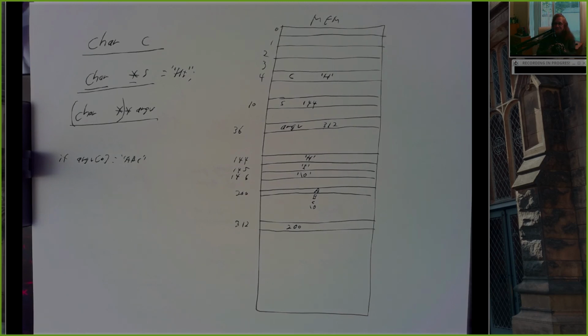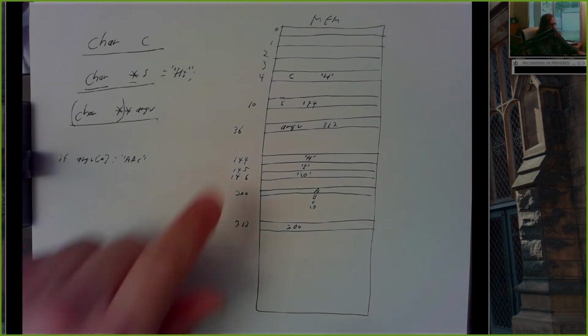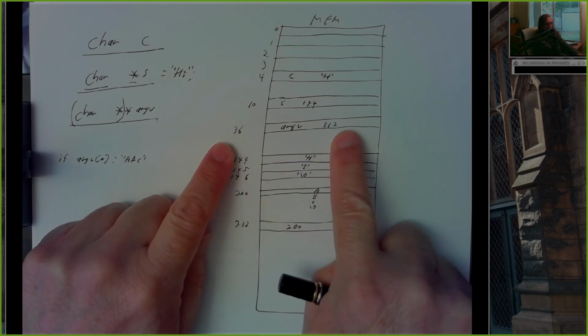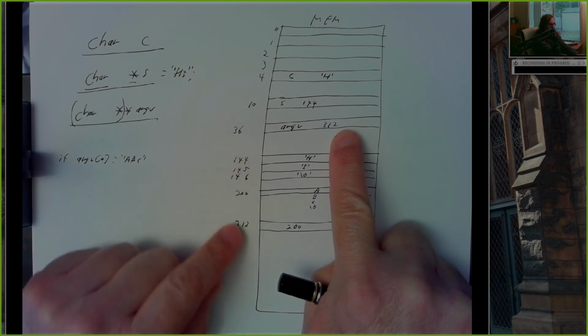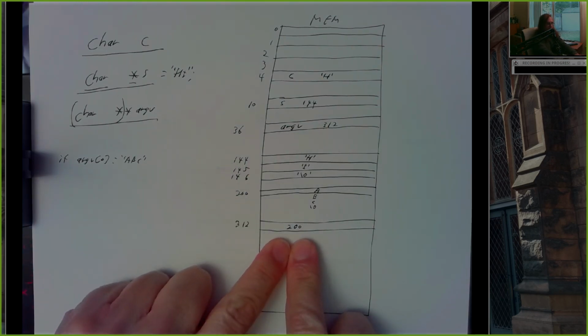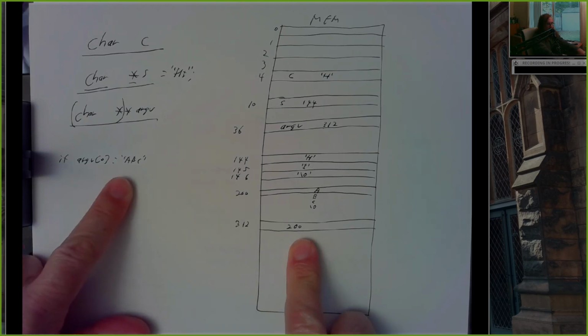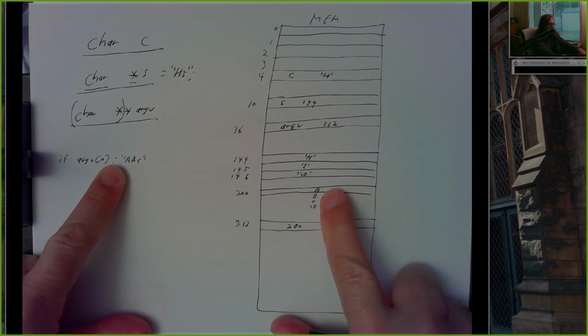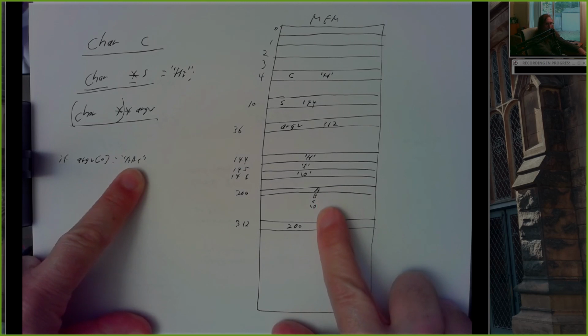Alright, so what's the poor compiler have to do to generate code to do something with argv bracket 0? Alright, argv is stored at location 36. Go to that location, see what number's there. It's 312. 312 is a memory location. Go to that location, see what's stored there. 200, that's where this string begins. So go to location 200, there's the character A, that's the beginning of our string, followed by a B, followed by a C, followed by a null terminator.